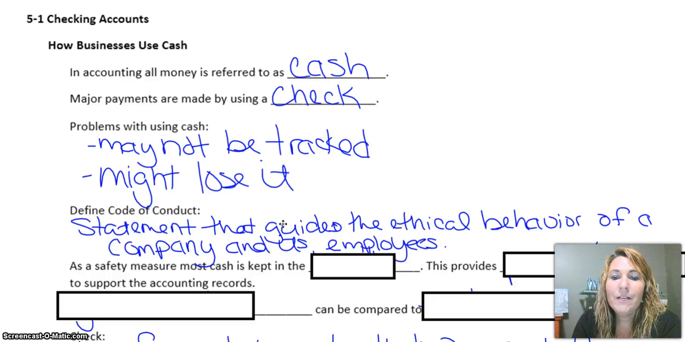So your ethics is basically doing the right thing, treating others as you would like to be treated, or the golden rule is sometimes how people refer to ethics. And so the code of conduct is the statement that guides the ethical behavior of a company and its employees. Every company should have a code of conduct so that the employees can read specifics about their company, about what is acceptable and what is not acceptable.